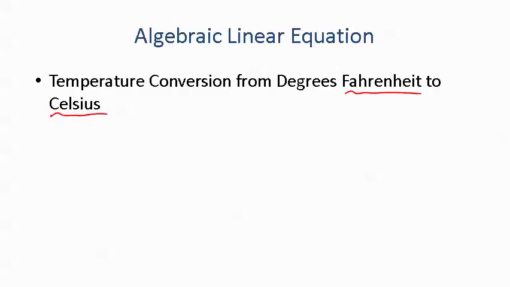The equation that relates these two quantities is the following. Fahrenheit units, or temperature in Fahrenheit, is equal to 9 over 5 times the temperature in Celsius plus 32. So in this example, we observe that the slope is 9 over 5, or 1.8, and the constant is 32.